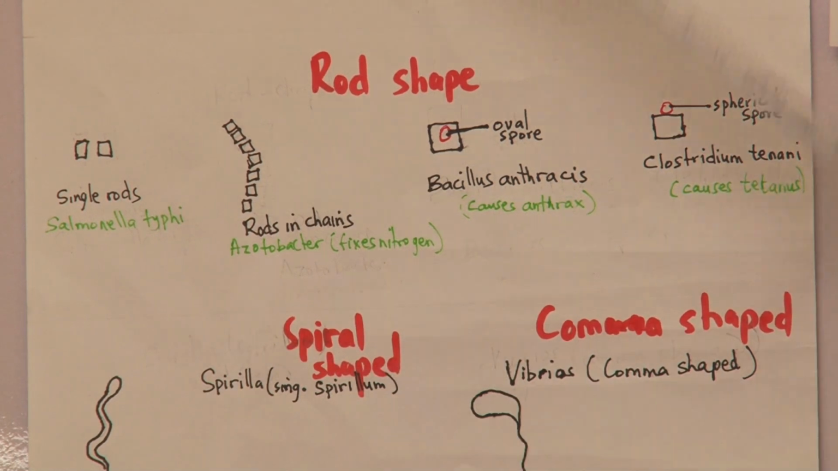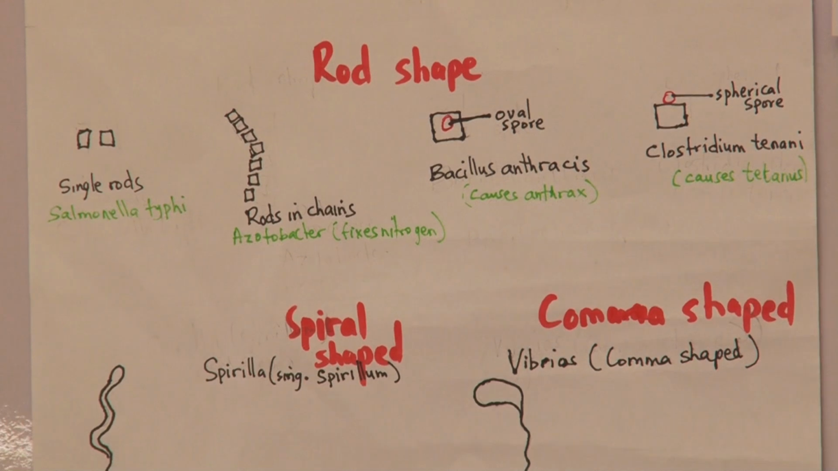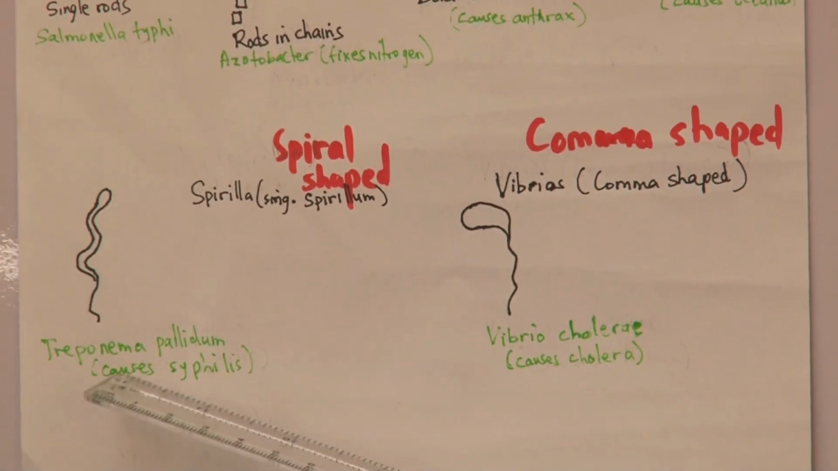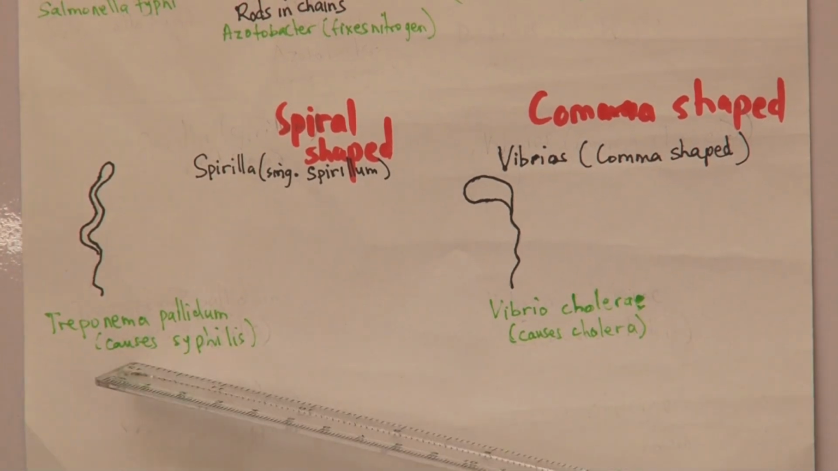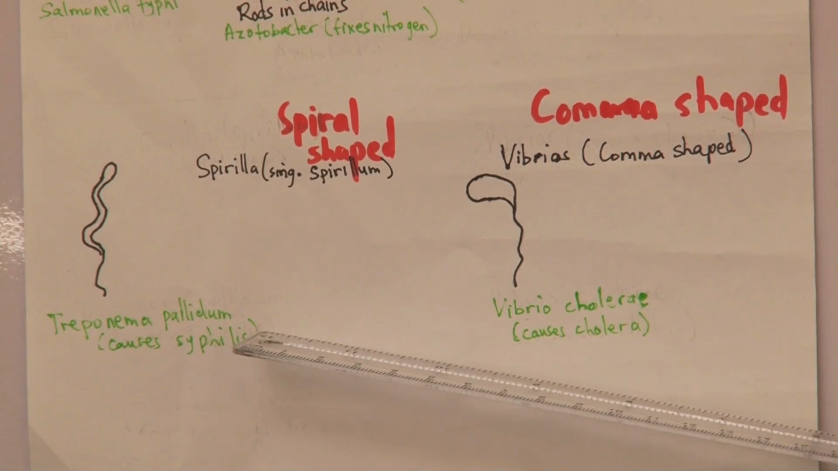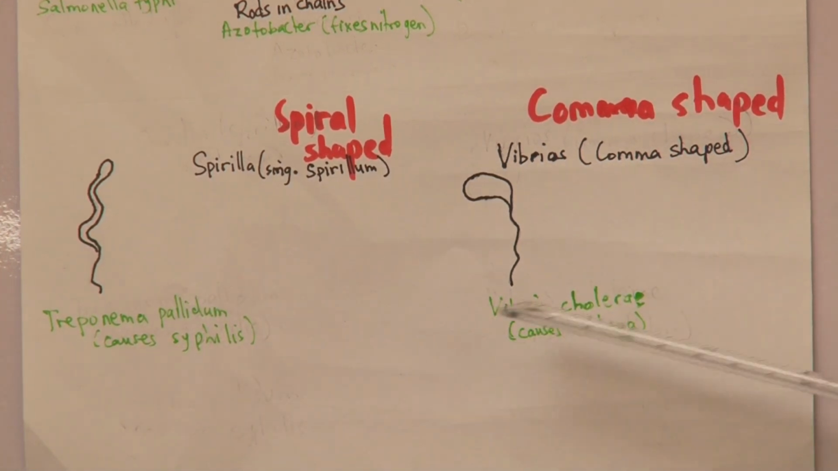Then you have another shape, spiral. All right, look at this bacteria. It looks like a snake. All right, Treponema pallidum causes syphilis. You see, the shape is like a snake. No wonder that it causes trouble.